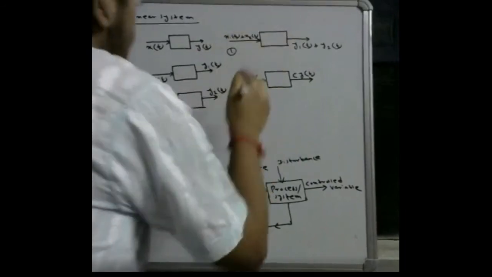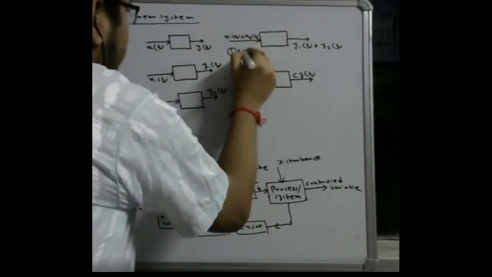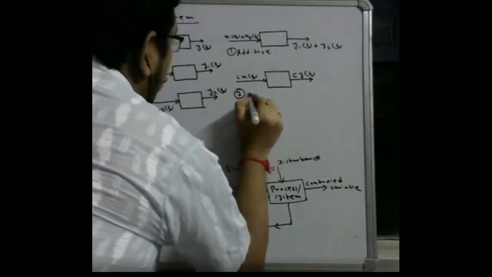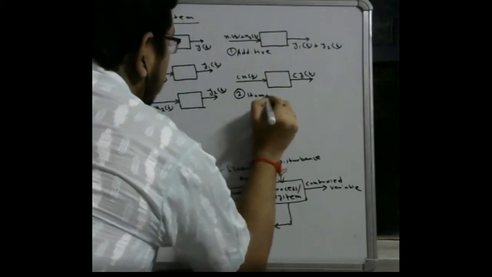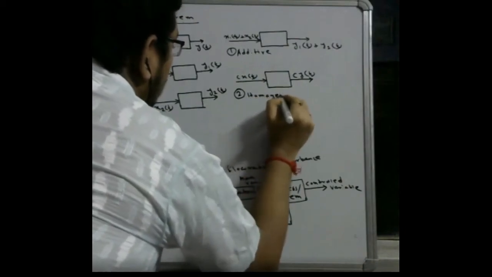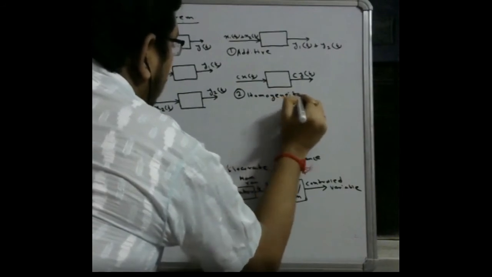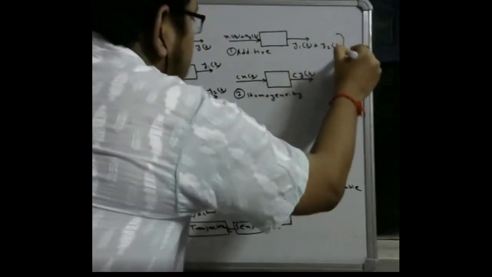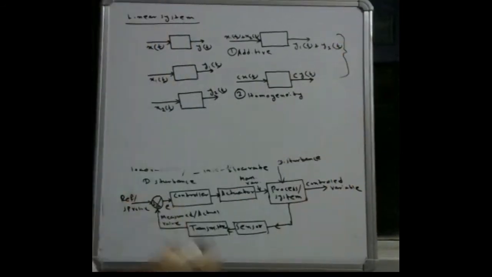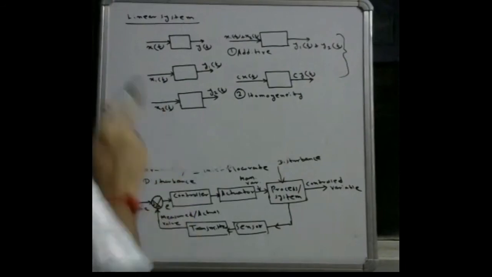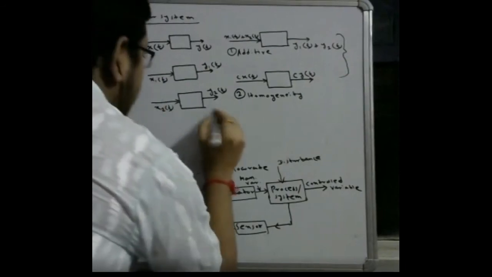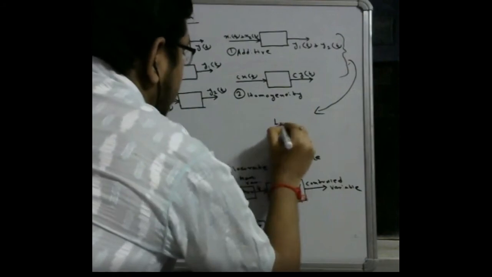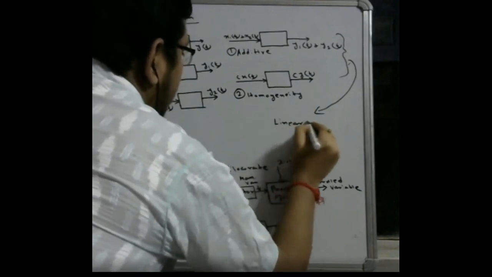then the second condition of linearity will be satisfied. So this first condition is called the additive property, and the second condition is called the homogeneity property. If these two conditions are satisfied simultaneously, then we can say the system is a linear system.